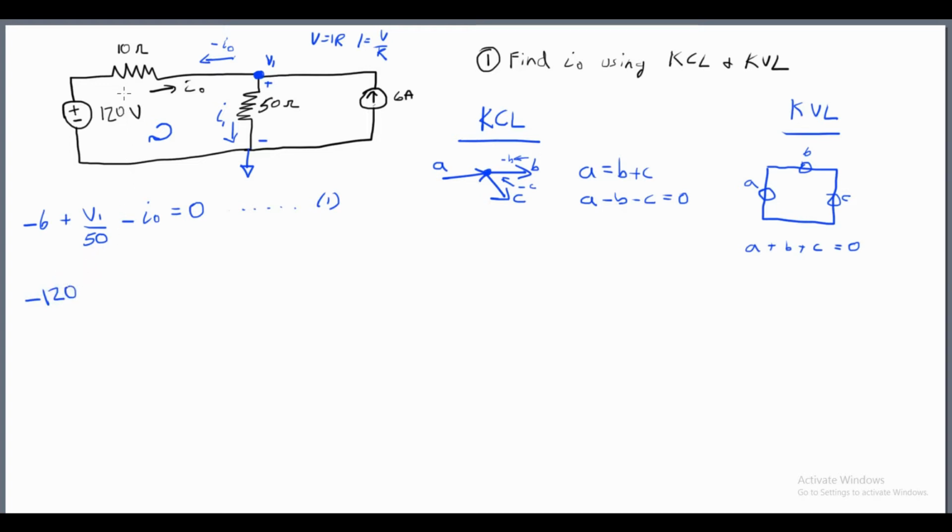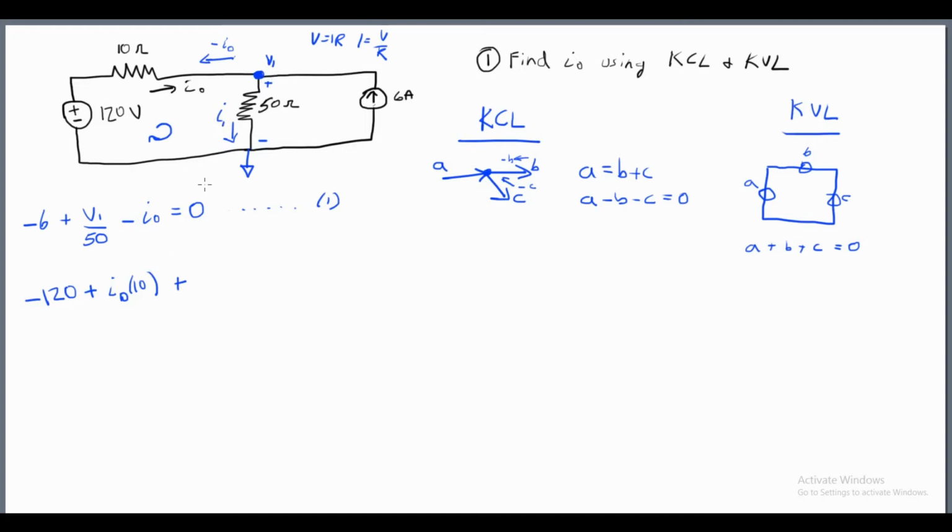And we're going to add that to the next voltage in the circuit, which is simply going to be, let's see, I1 times 10. And then the next one is going to be, let's see, this voltage here, which is V1. Made a small mistake here. This is actually I0.